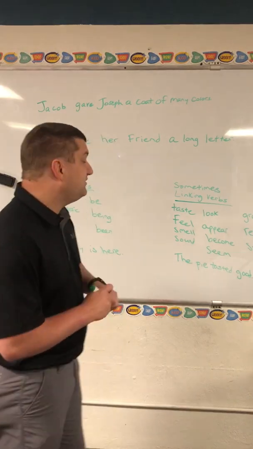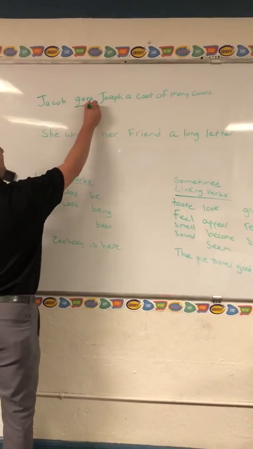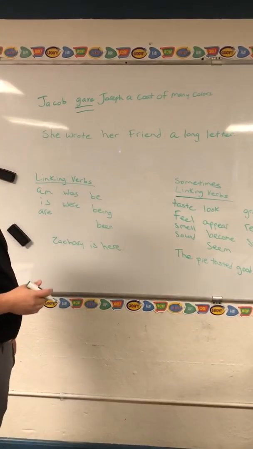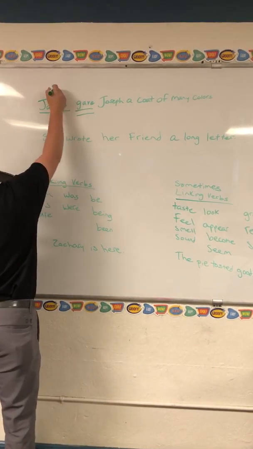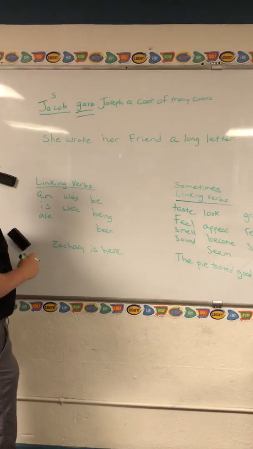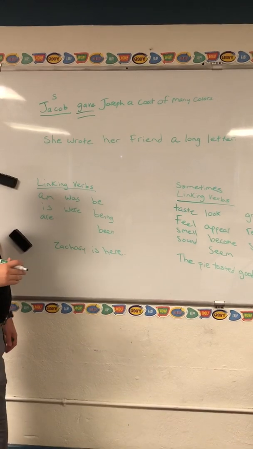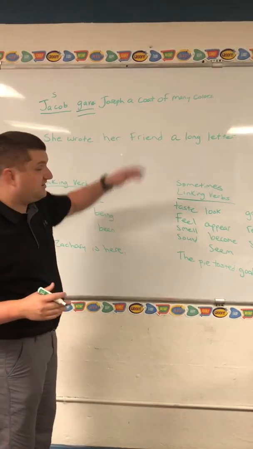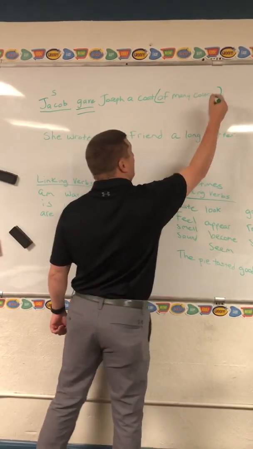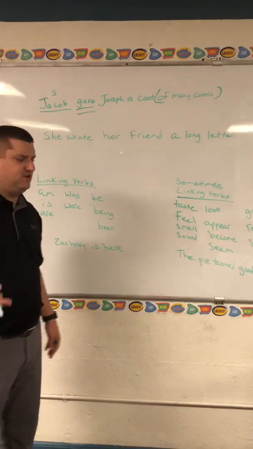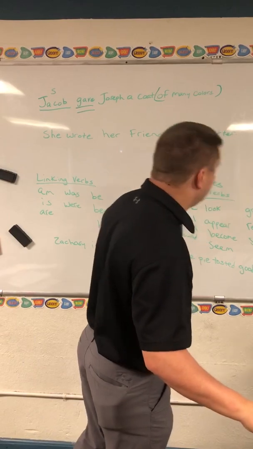So first you find your verb. In this sentence, gave is your action verb, so underline gave twice. Who gave? That is your subject. Your subject is Jacob. Underline it once or just write the S above Jacob. Then you look to see if there are any prepositional phrases, and in this sentence there is: of many colors. I would put parentheses around of many colors, and that will set apart your prepositional phrase.